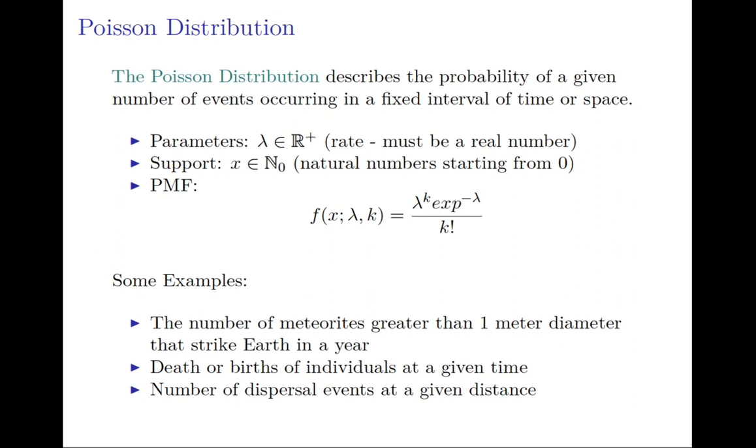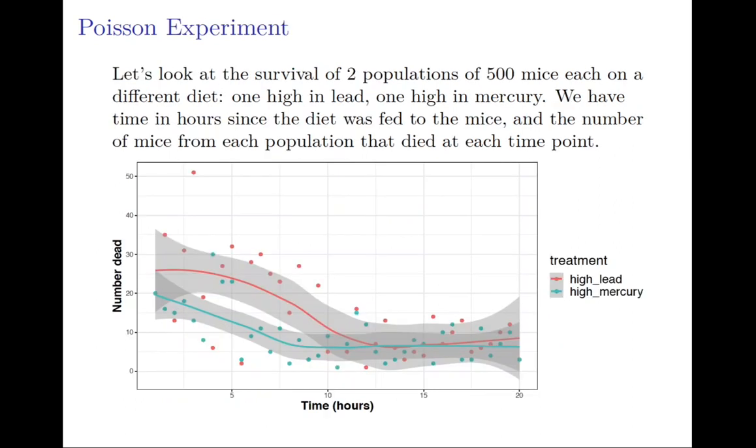And so what are some biological examples of what Poisson data look like? For example, the number of meteorites greater than 1 meter in diameter that strike the Earth in a year, or the deaths or births of individuals at a given time, or the number of dispersal events at a given distance. And so let's think about a Poisson experiment. So what would happen if you had Poisson data, and how would you be able to test that?